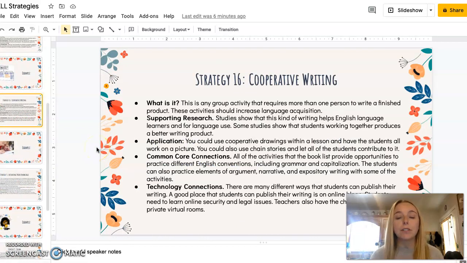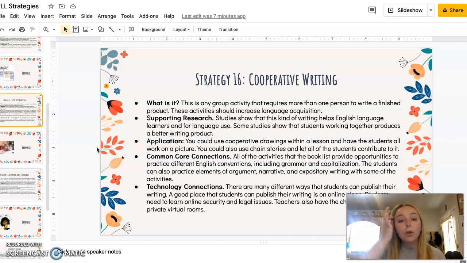Then we have the third strategy, which is cooperative writing. So this is just a group activity that requires more than one person to write a finished product. This would increase language acquisition. Studies show that this kind of writing helps ELLs and everyone's language use. And some studies show that working together produces a better writing product. For the application, you can use cooperative drawing so that all the students can contribute to a drawing. They can all contribute with writing a story.